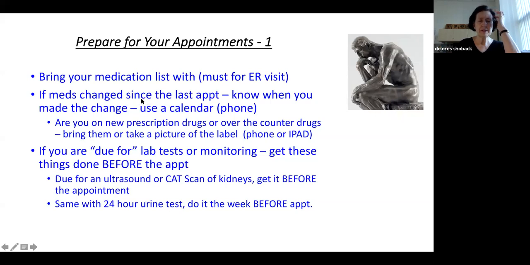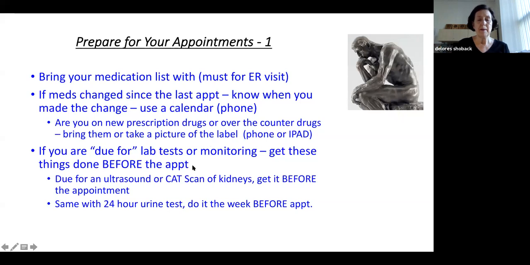When you come to the office, if the meds changed, write down on your calendar or your phone or something when you made that change, okay? And then if you're on new prescription drugs from somebody else, or you started a new over-the-counter supplement, bring them in or take a picture and bring it with you so that we know what you're taking and whether there's any issue for interaction. And then I say, when you're due for lab tests, get them before the appointment.